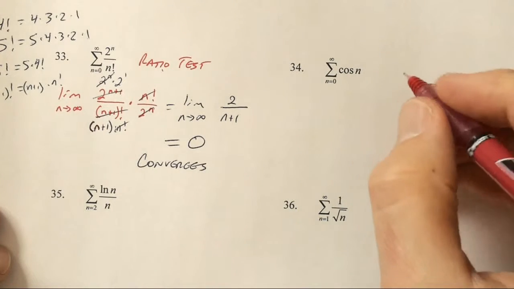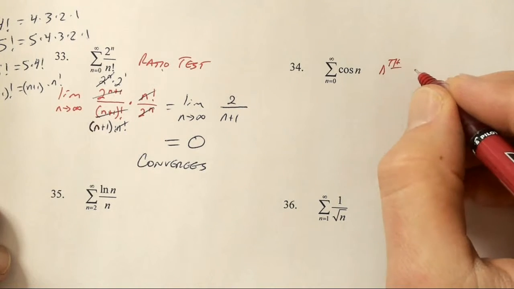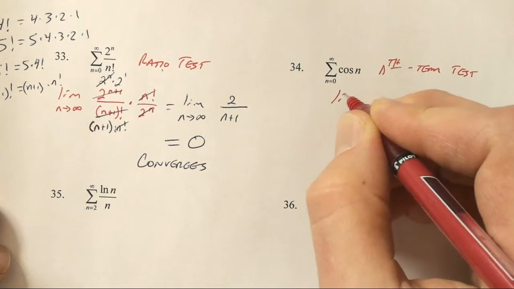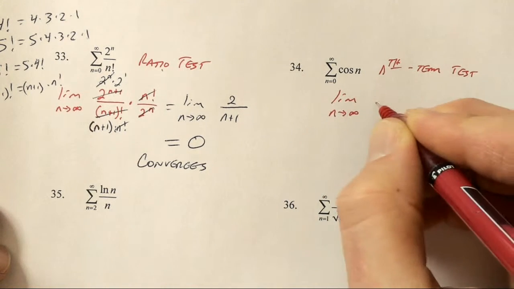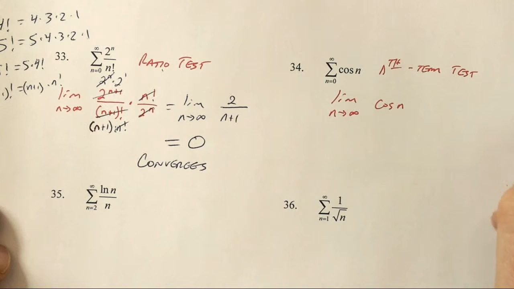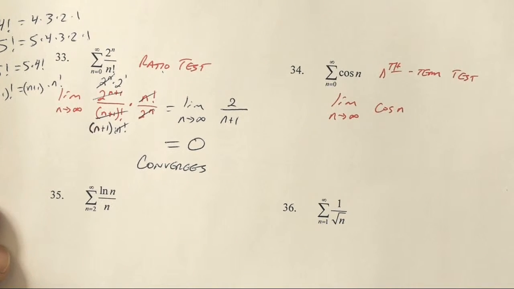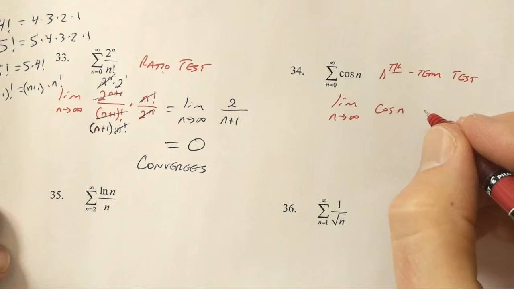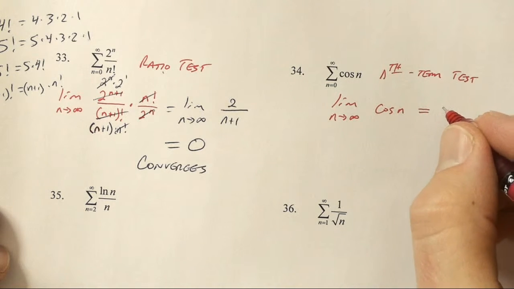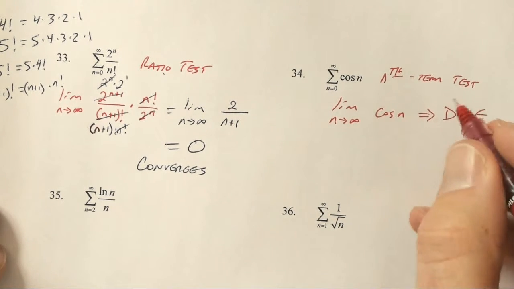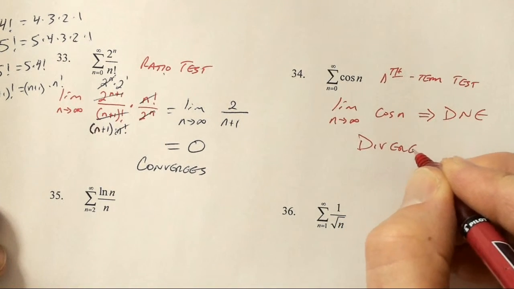34. This is another situation where it's a good idea to use the nth term test. So if we take the limit as n approaches infinity of cosine n, well, we know that cosine is a wave function which moves back and forth between -1 and 1. It does not have a limiting value. So the limit does not exist. Since the limit does not equal 0, the nth term test tells us that this series diverges.